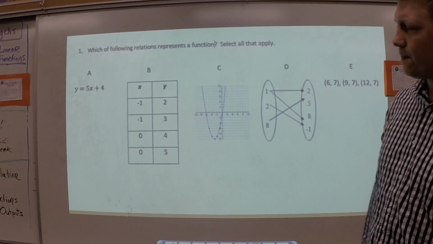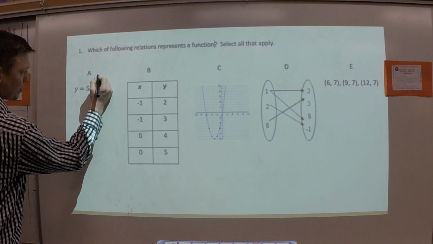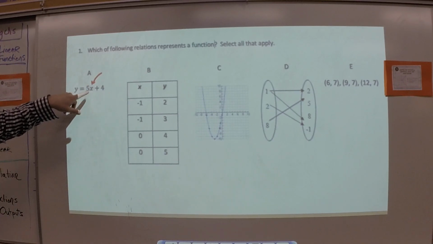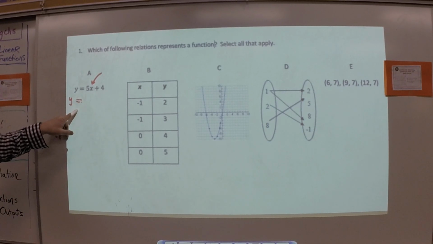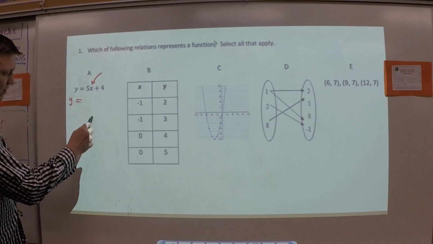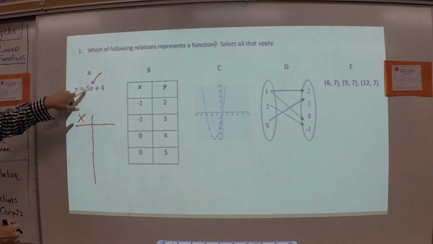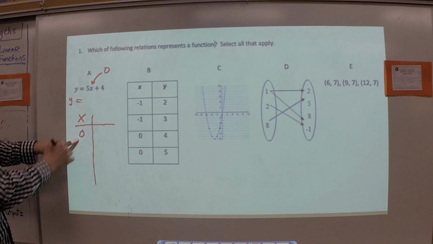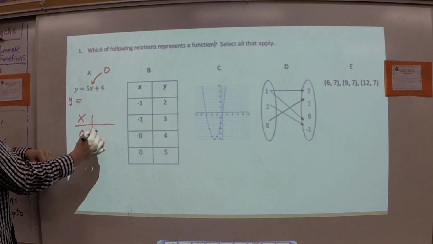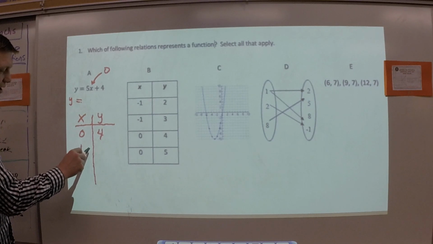Select all that apply. This particular equation is if you put an input here, so remember the input is all of our x values, and the output, whatever y equals each time, is going to be our output. So for example, if I take an x value and put a 0 in right there, I would multiply 0 times 5, which is 0, and I'd get a 4 back out as my y value. If I put a 1 in, it'd be 5 plus 4, which is 9. So if I put a 1 in, I would get 9.